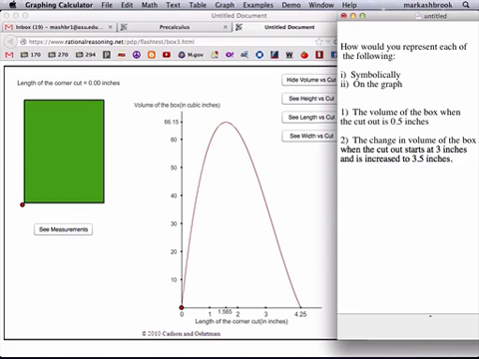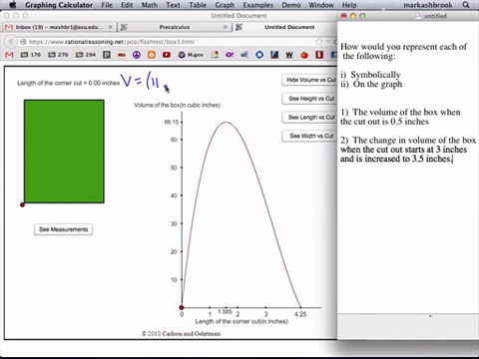So here's this function that we graphed, which was the volume of this box after we cut out the squares and folded up the flaps, right? And what was that volume formula? Length times width times height. So what was our length?